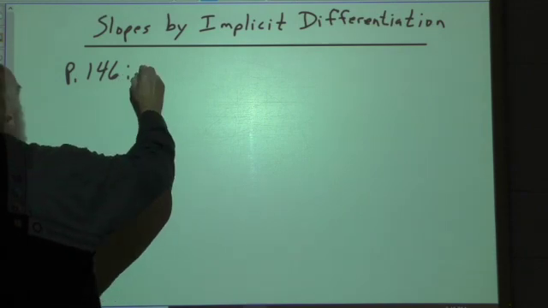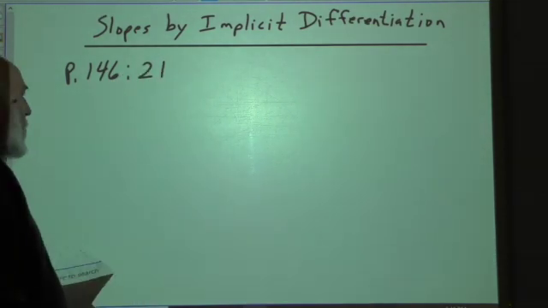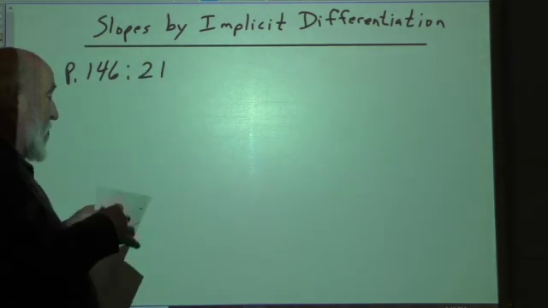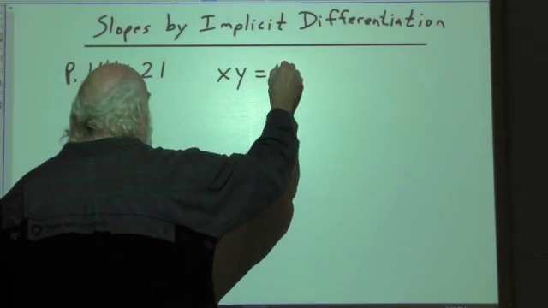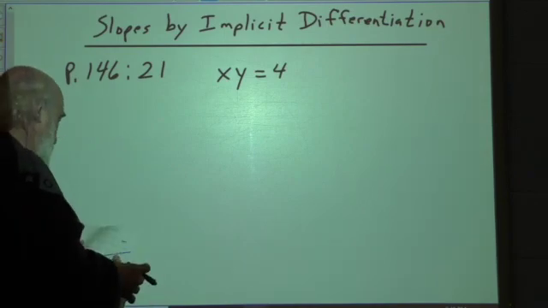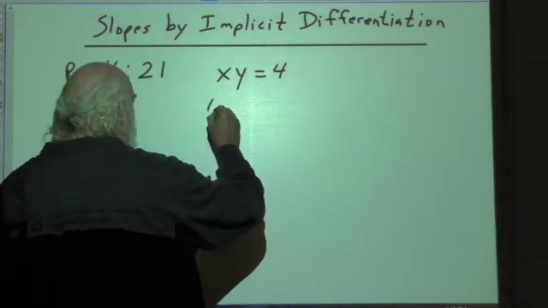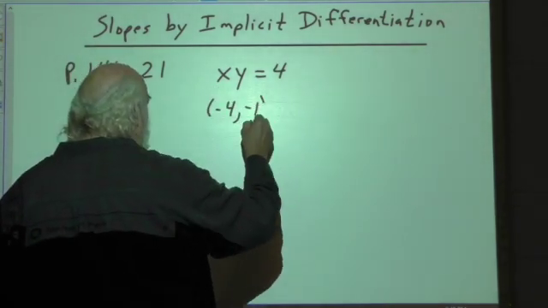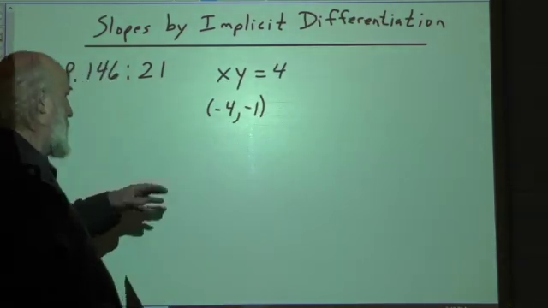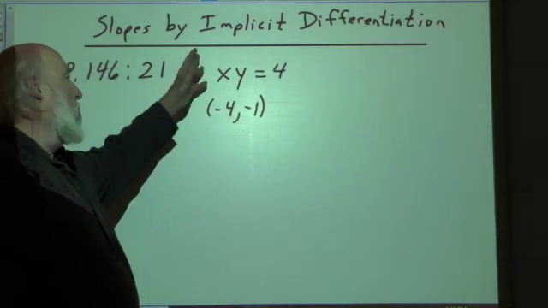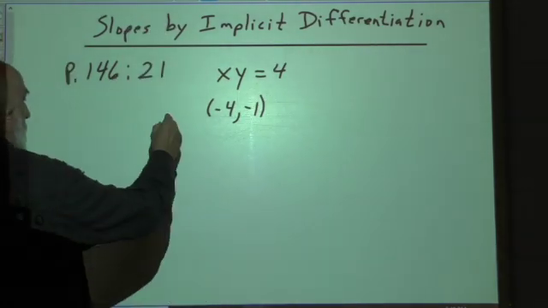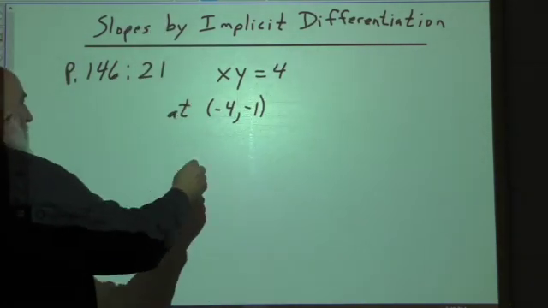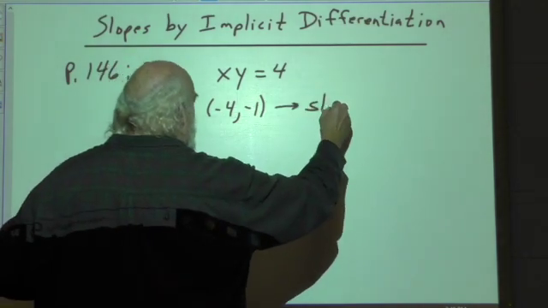And let's take a look at problem 121. That's very simply the equation xy equals 4. And they want to know what is the slope at the point negative 4, negative 1. You can see this is definitely a point on there. X is negative 4, y is negative 1, negative 4 times negative 1 equals 4. Okay? So, what is the slope?